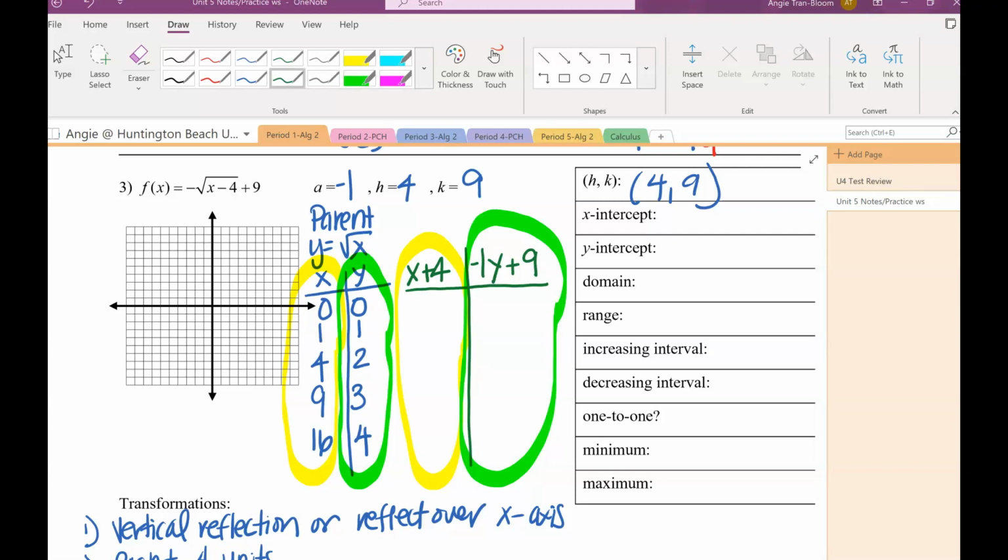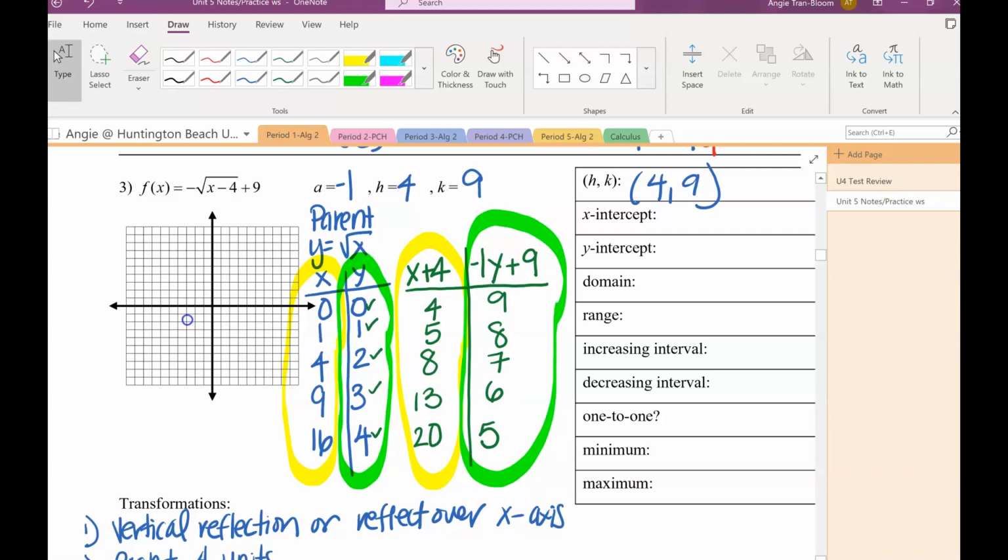Hopefully you guys have 4, 5, 8, 13, and 20. On the output, hopefully 0 times negative 1 is 0, plus 9 is 9. 1 times negative 1 is negative 1, plus 9 is 8. 2 times negative 1 is negative 2, plus 9 is going to be 7. 3 times negative 1 is negative 3, plus 9 gives us 6. 4 times negative 1 is negative 4, plus 9 is going to be 5.